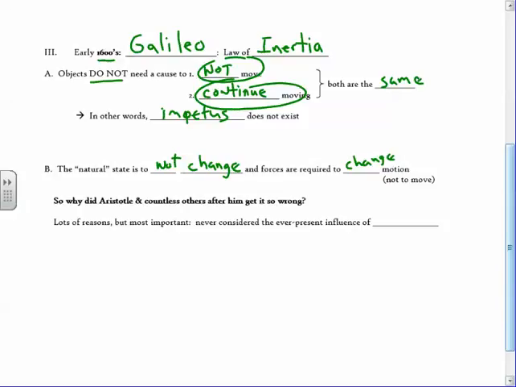So you might ask, why did Aristotle, one of the great thinkers of all time, and countless others, over 1,000 years, get this so wrong? There are a lot of reasons. A lot of it's bias. We see things always not moving and don't realize why that is. But the most important thing is he never considered the influence of something we'll talk about in much greater detail, friction. So we'll pick up from there, and eventually we'll start quantifying the rules for how forces affect changes in motion.